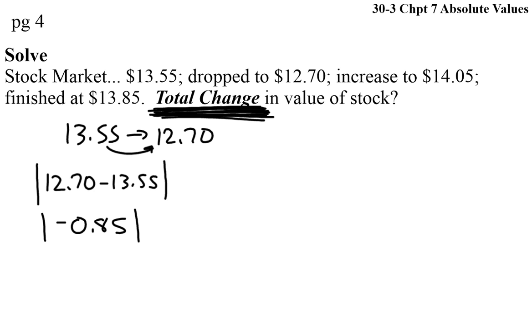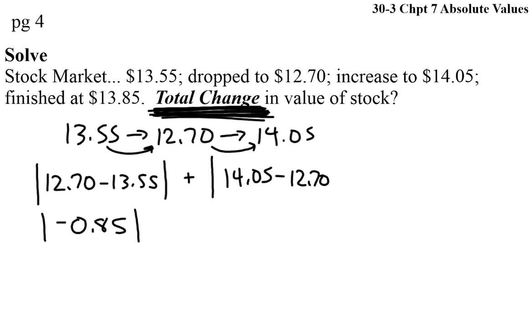But what happened next? Well, the total change would be the next change that occurred. And it went from $12.70 to $14.05. So it went up. But I don't care, to be honest, that it went up. I just want the total of it. Finished at $14.05, and it started at the $12.70 for that second change. So that would be a change of $1.35 positive. But I just want to know that it's the positive because I want total change.